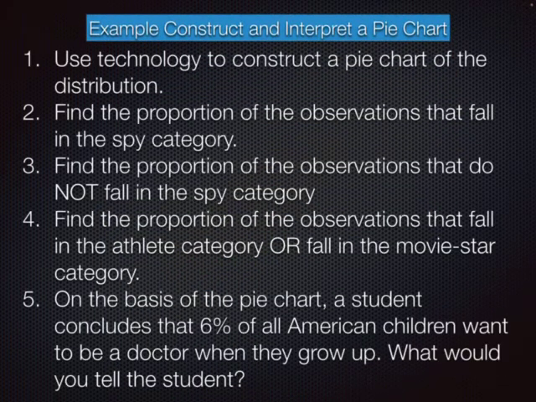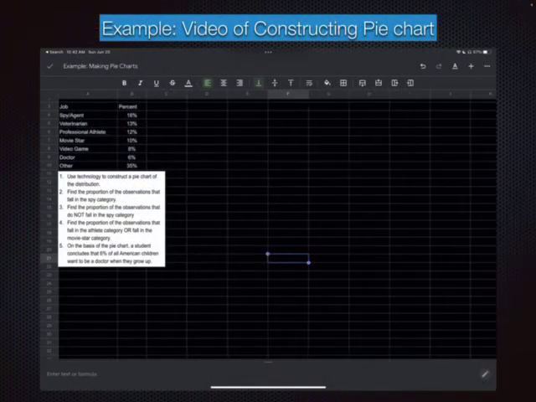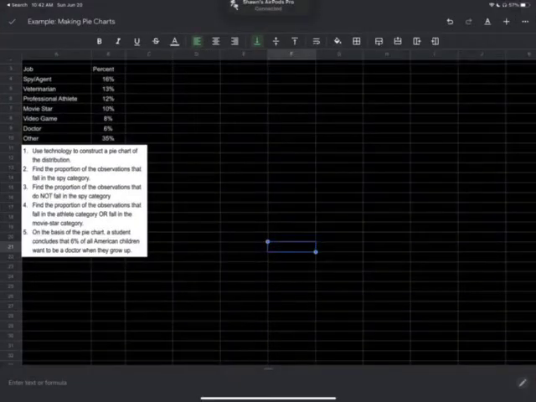Now, to do this, what I've done is put a video up. If you pause this video, click on the video that says example of a pie chart, you can watch the video, and then you'll know how to make them using Google Sheets. So pause this video, and once you get done watching that video, you can pop back in here. I've taken my data here and I've put it into Google Sheets.